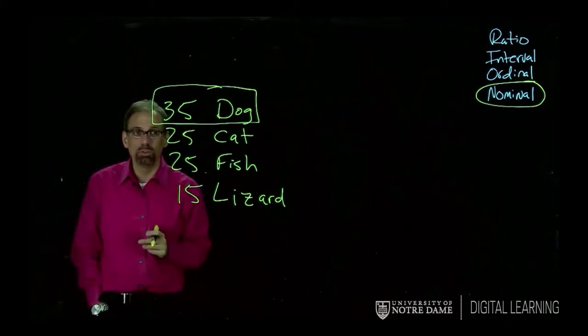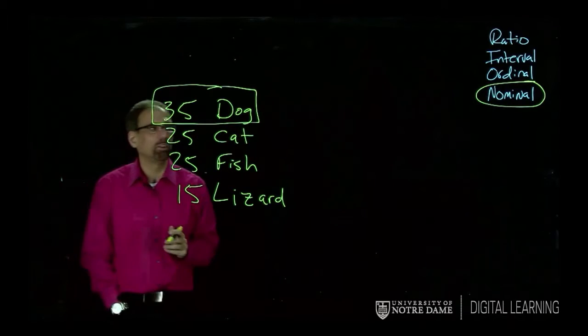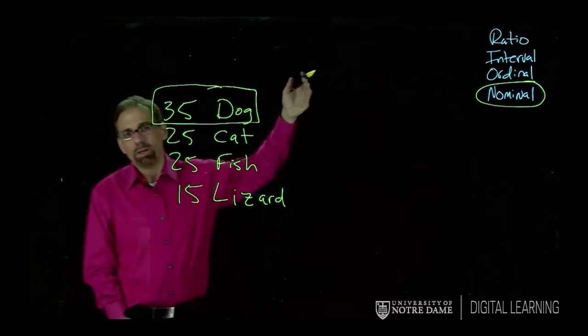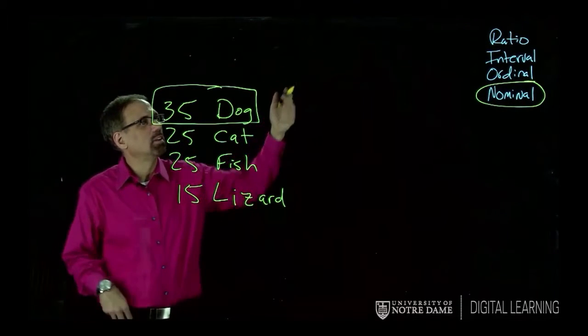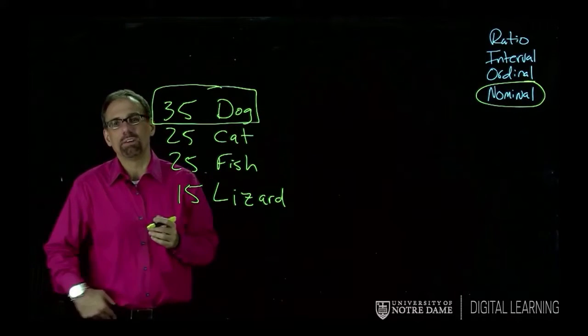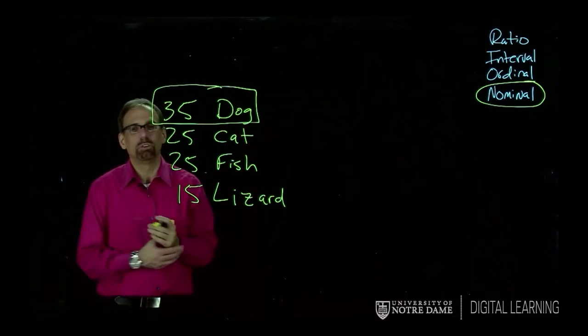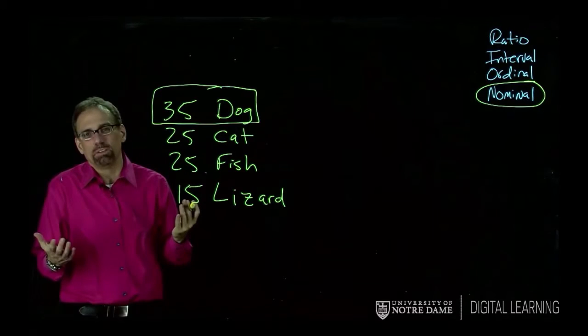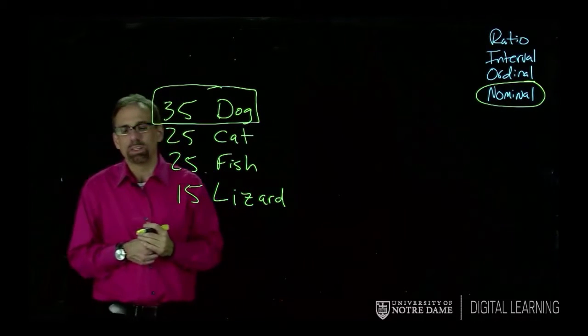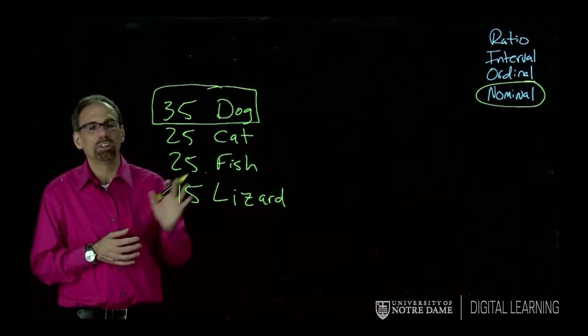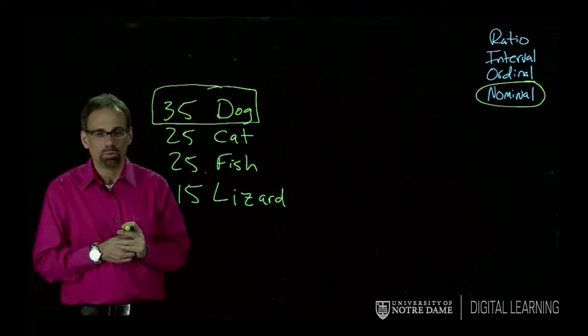You can also use the mode with interval level and ratio data because you can see how many there are in each one at each level of the data. So you can still use the mode with those, but it's a really limited piece of information relative to something like the mean or the median. And so you don't see people using the mode very much.